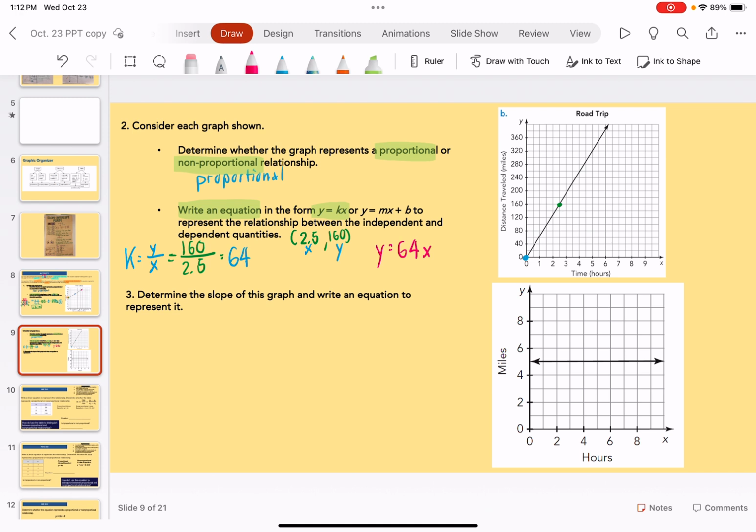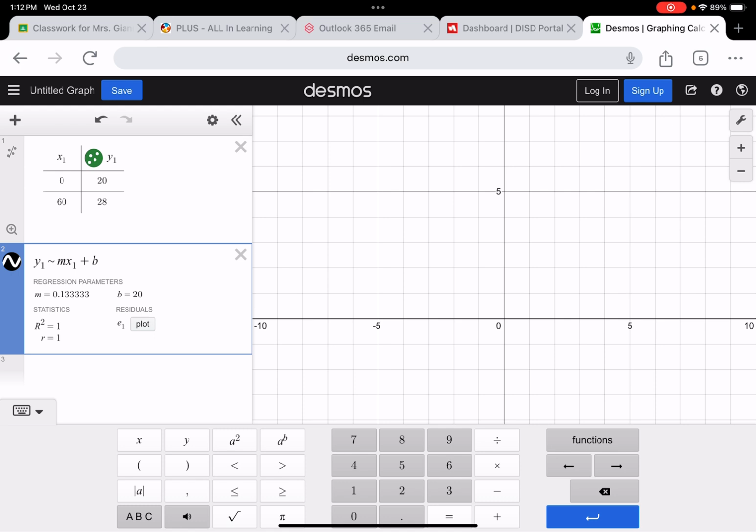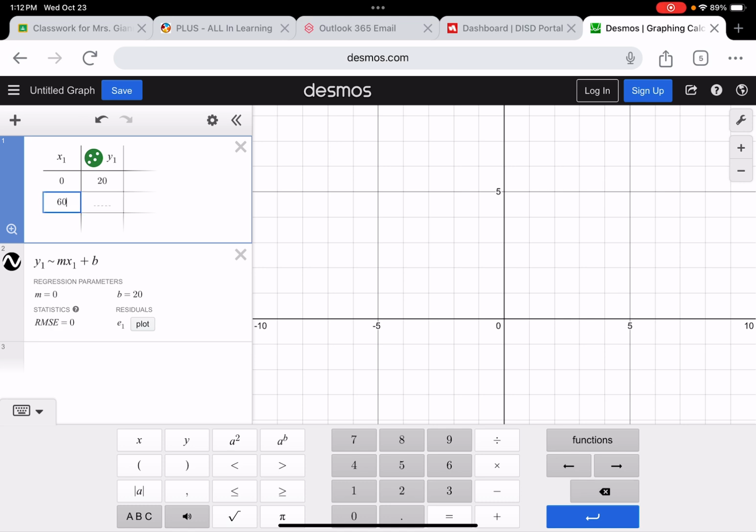Okay, next, for number 3, it says determine the slope of this graph. And then we have to write an equation to represent it. So I see that this is a horizontal line. I can make a table and input the points. So I'm going to choose 2 points on this line. So I'm going to choose 2, 5, and then 4, 5. So I'm not going to delete this equation y1 tilde mx1 plus b, but I am going to change the numbers in this table.